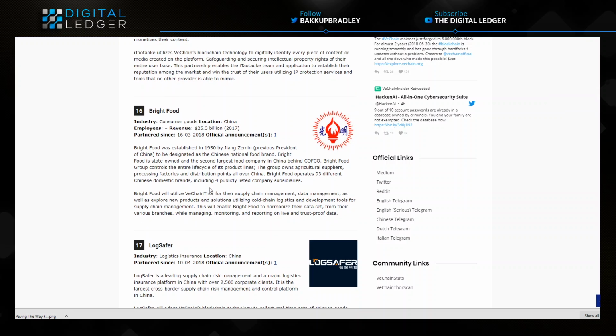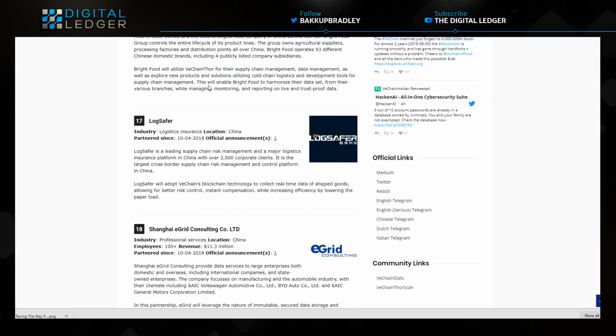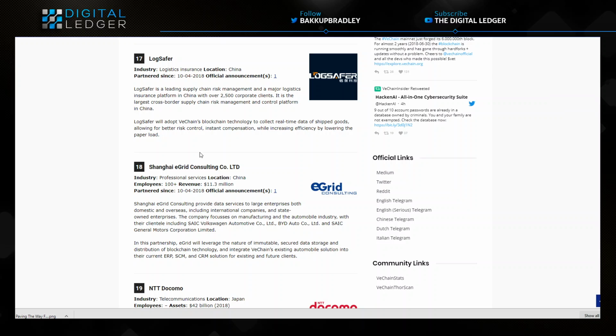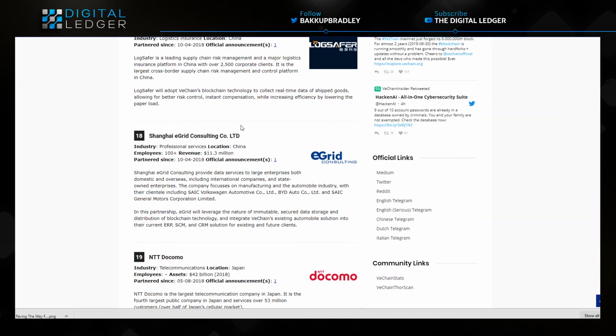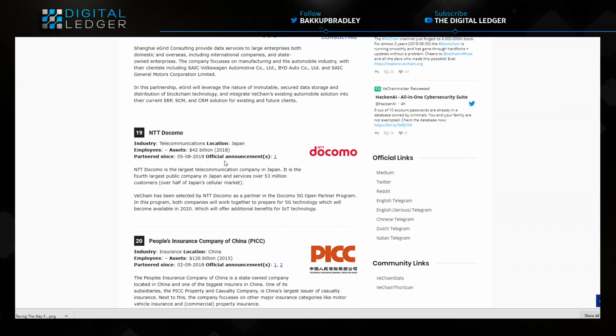Love that. Bright Food, $25.3 billion company there. That's the kind of stuff we want to see. Bright Food will utilize VeChain for their supply chain management, data management, as well as explore new products and solutions. That's incredible. I mean, this is pretty remarkable stuff. Here we're seeing some very sizable companies. Shanghai eGreed Consulting Company, $11.3 million. It's one of the smaller companies, right?